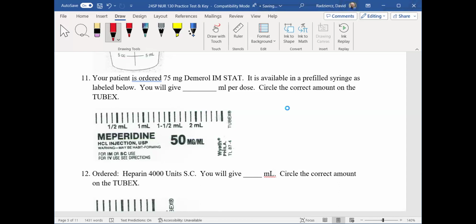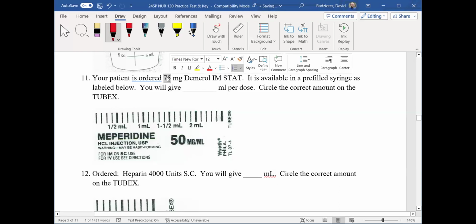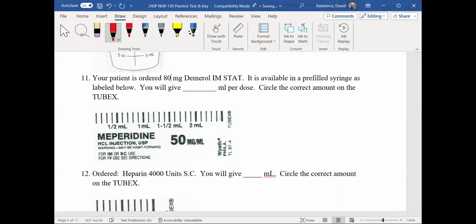So let's say instead of 75 milligrams, you're supposed to give, let's just make this kind of weird, it shouldn't be that weird. Let's just say 80 milligrams. This should still work. All right. So 80 milligrams Demerol, intramuscular. It's in a pre-filled syringe. And so what they're asking you to do is calculate the milliliters and then to mark the 2x.